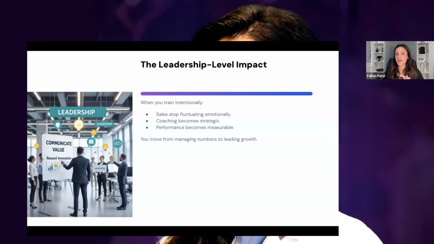So the leadership level impact. When you become that leader and start to train intentionally, sales stop fluctuating emotionally, coaching becomes strategic, performance becomes measurable, and you move from managing numbers to leading growth.